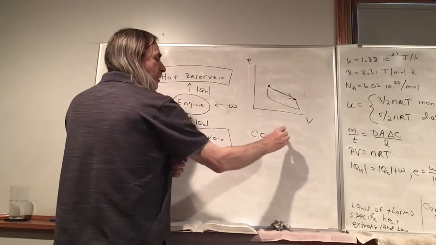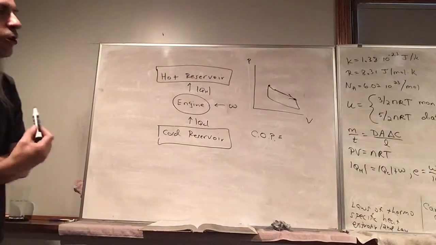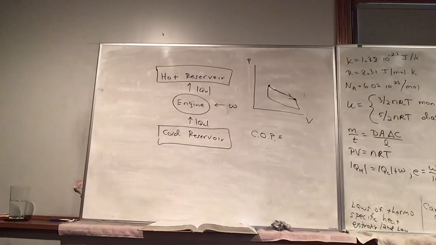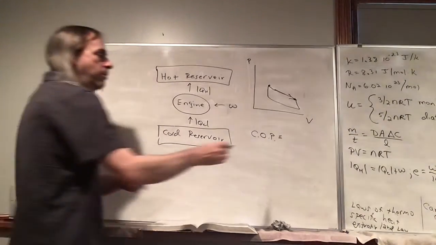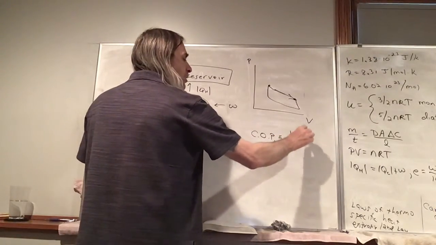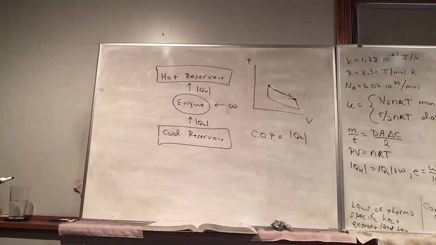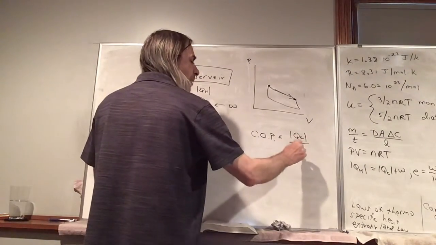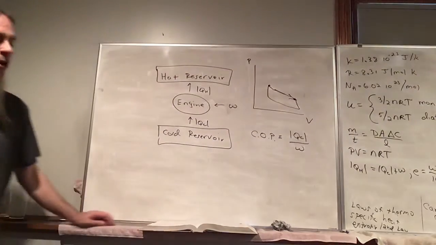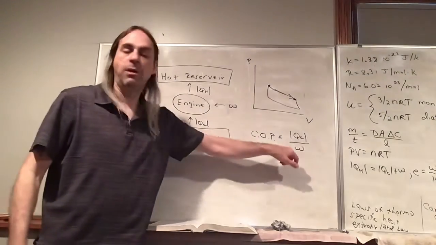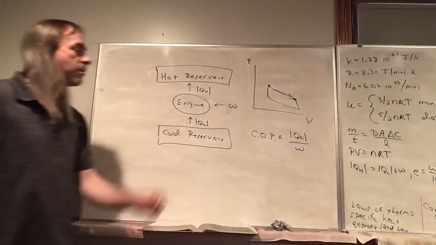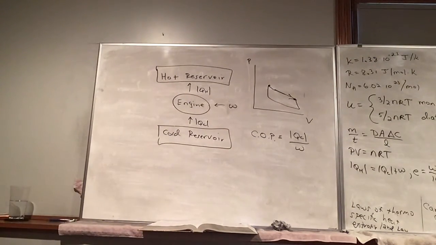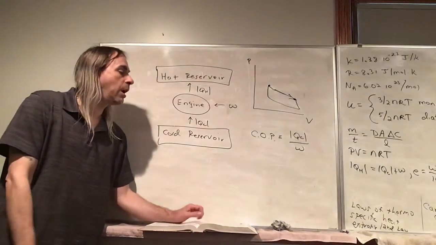Efficiency is usually compared to 100%. Again, we have to look at what we get out of this, which is QC. Our goal is to remove heat from the cold reservoir. That's QC. But again, we have to divide by what we put into it. So if it takes a lot of energy to run your refrigerator, if W is a large number, the coefficient of performance will go down. So that's how we measure how good a refrigerator is, the coefficient of performance.